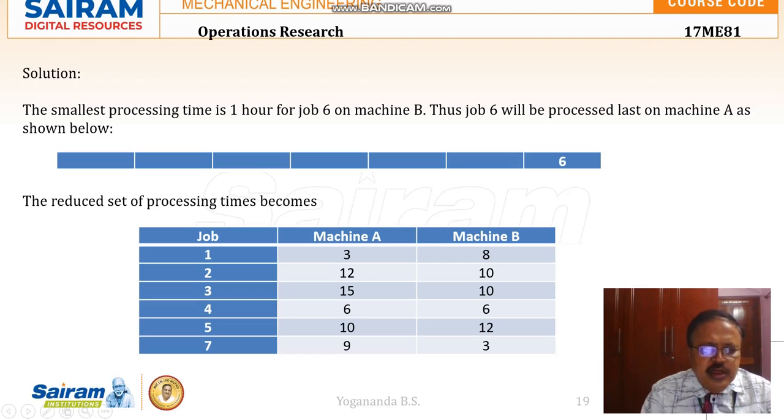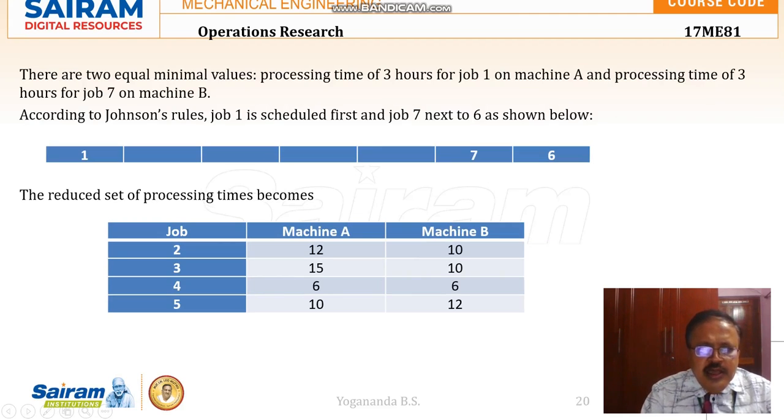Using Johnson's algorithm, if it is for the second machine, the job should be sequenced last. If it is for the first machine, it has to be sequenced in the beginning. Job 1 also has the same 3 hours, and it is for the first machine, so job 1 will be sequenced in the beginning and 7 in the end. Already 6 is in the last position, so we place 7 next to it, and 1 is placed at the beginning of the sequence.